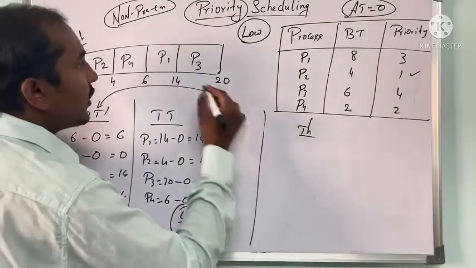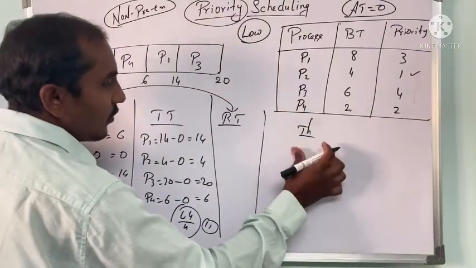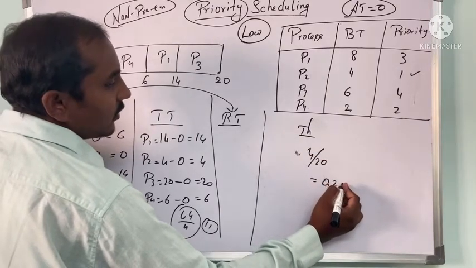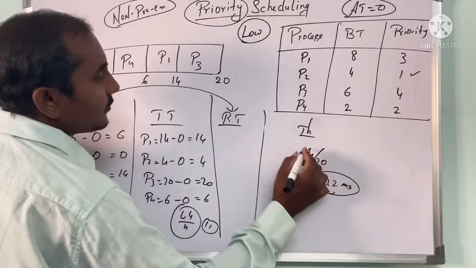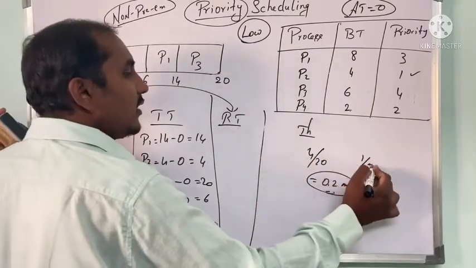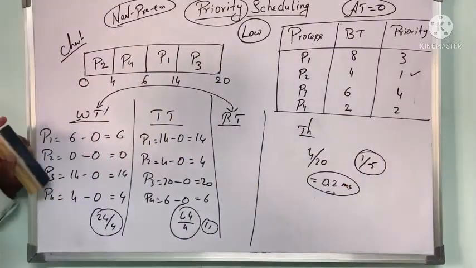Okay, response time will be similar to waiting time, so you can calculate it. And throughput: we have a total of 4 processes which have completed in 20 milliseconds, which is 0.2. Okay, 0.2, that is 1 by 5. So 1 by 5 or 0.2 will be the throughput.